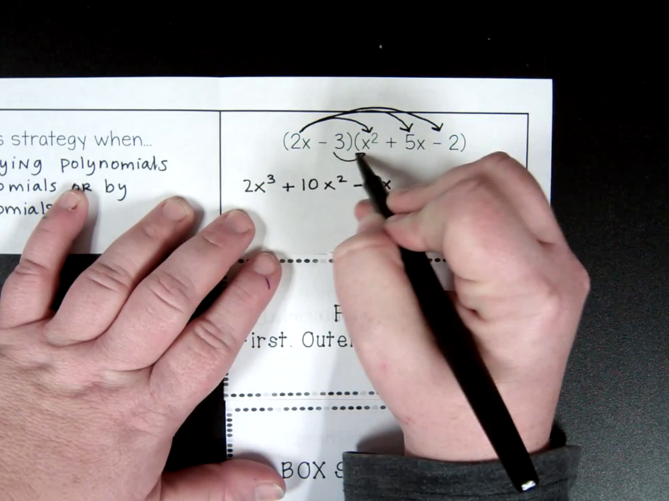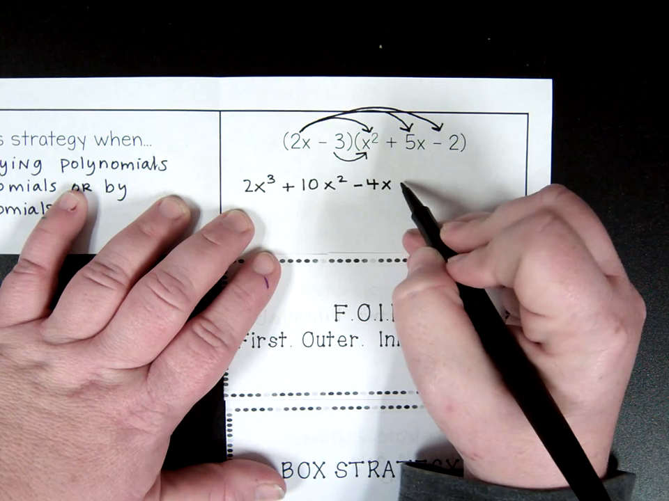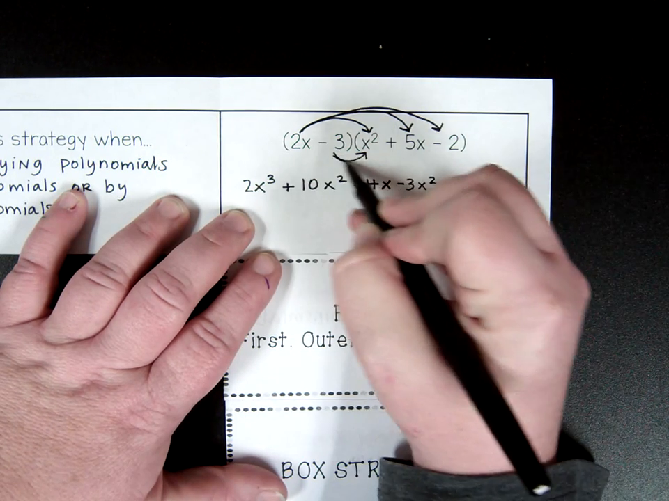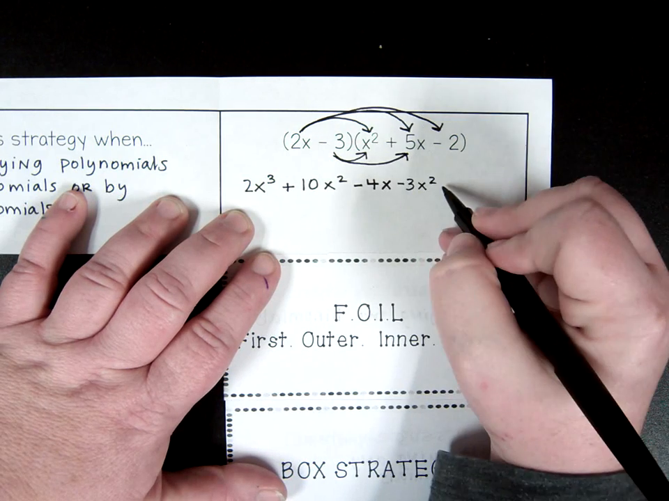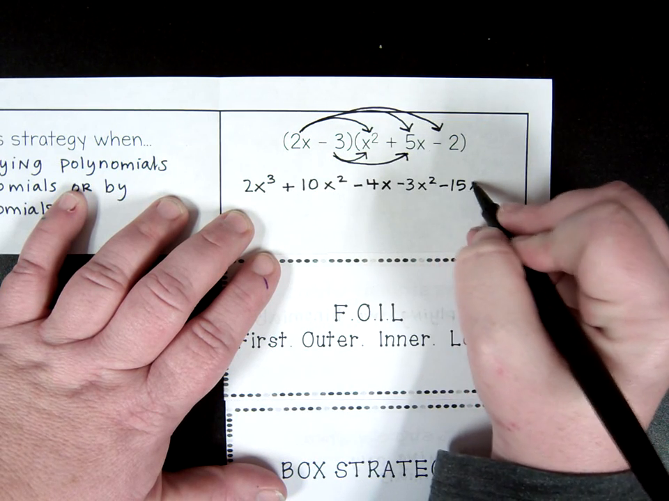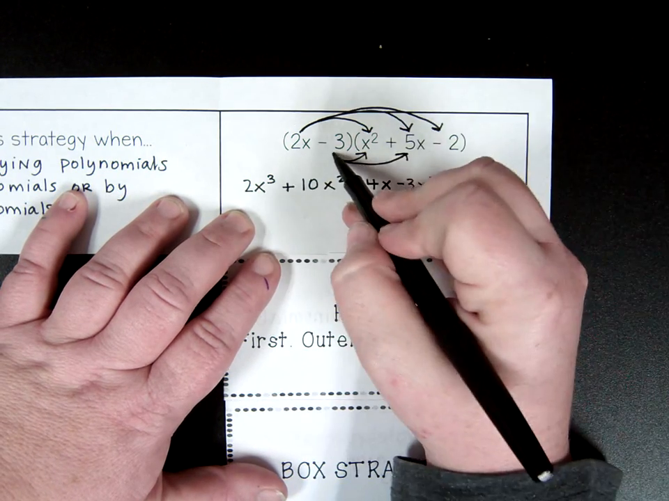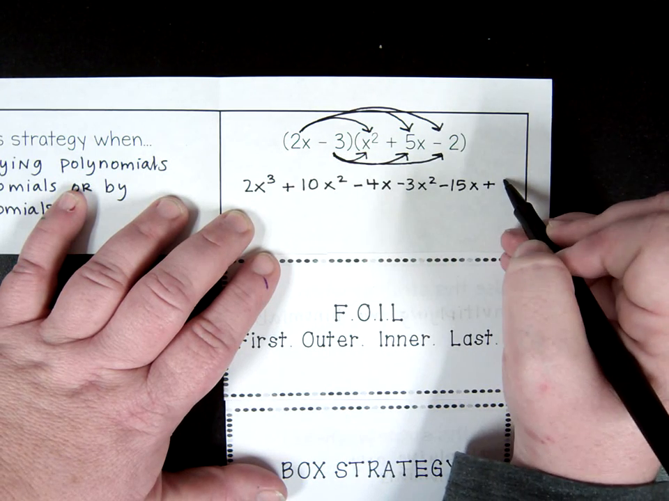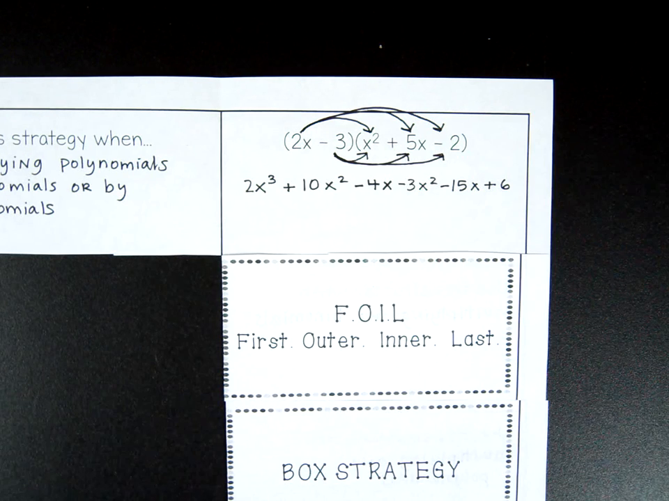So now I need to work on the negative 3. The negative 3 needs to get multiplied by x squared, which would give us negative 3x squared. The negative 3 has to get multiplied by 5x, which gives us negative 15x. And the negative 3 also has to get multiplied by the negative 2, which gives us positive 6. So now we're just going to combine our like terms.